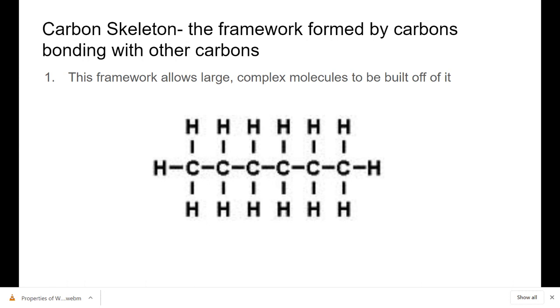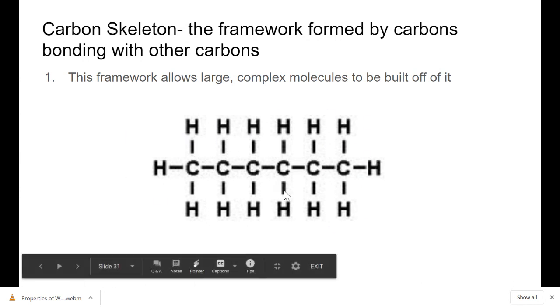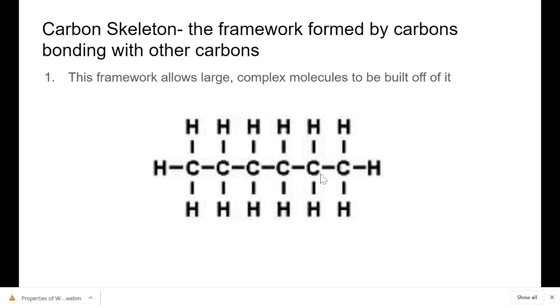Again, just another review of a carbon skeleton here. It's the framework that allows large complex molecules to be built off of it. All right, so it's not always just going to be hydrogens. Anything that's made of just carbon and hydrogen is called a hydrocarbon. We're not going to worry too much about that in this class.